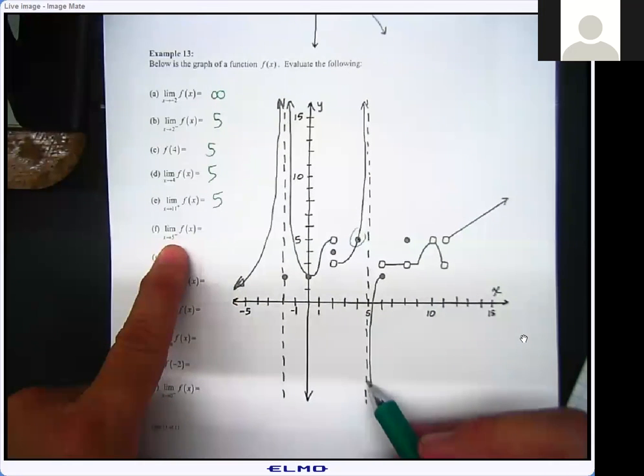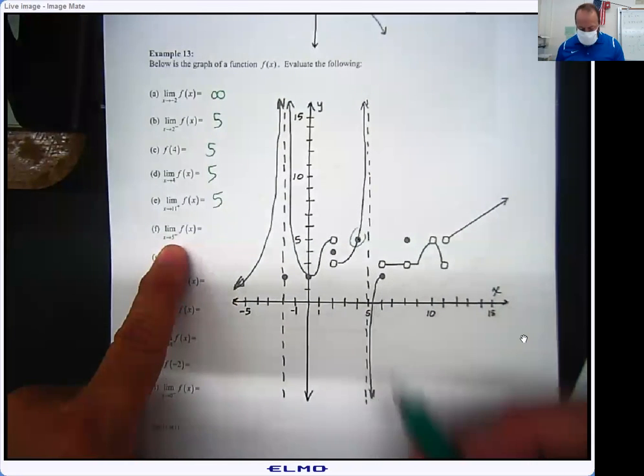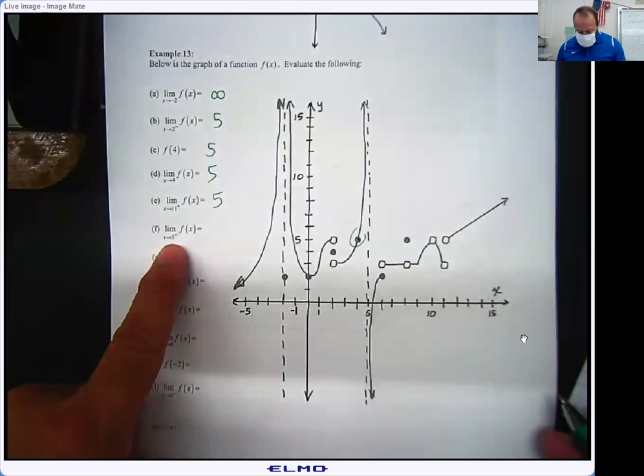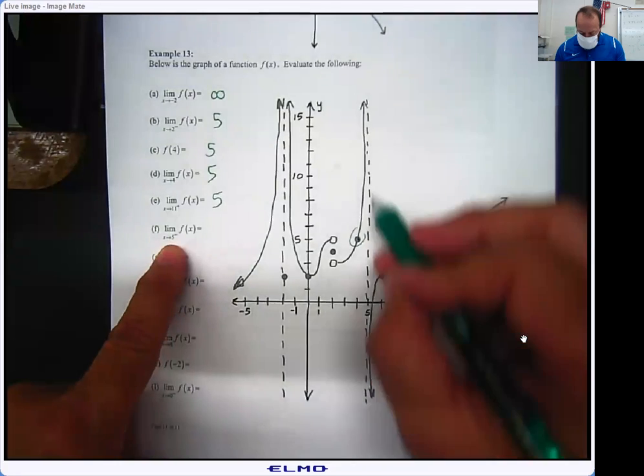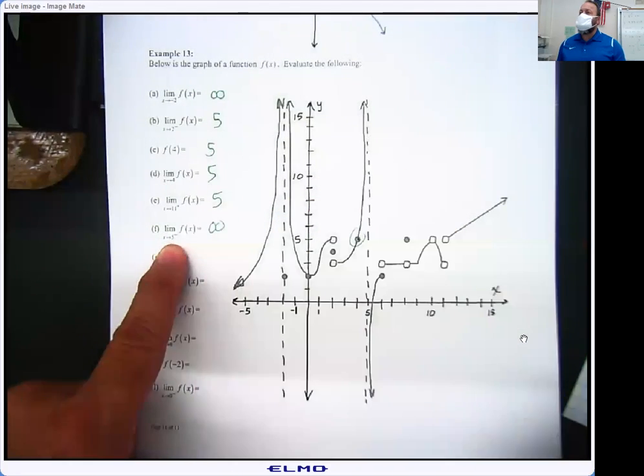What about from the left side? Nope, careful. Uh-oh, from the left side it looks like it's going up to infinity, doesn't it?